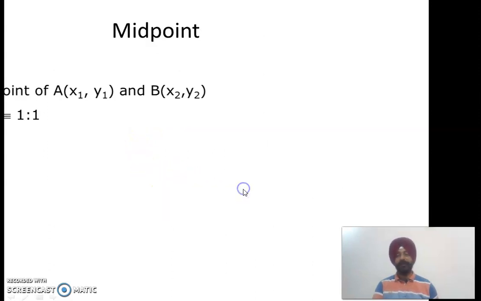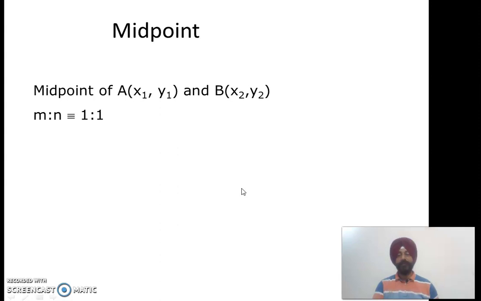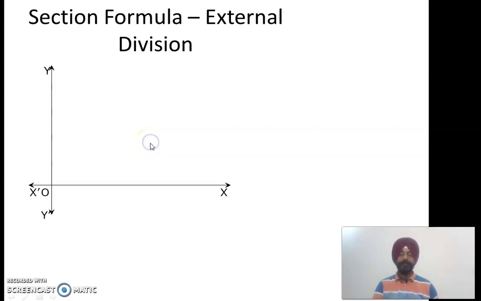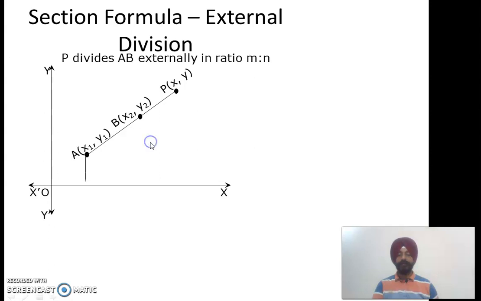Now similarly, the midpoint of A(x1, y1) and B(x2, y2) is when the ratio m:n is equal to 1. So this is the section formula, internal division.